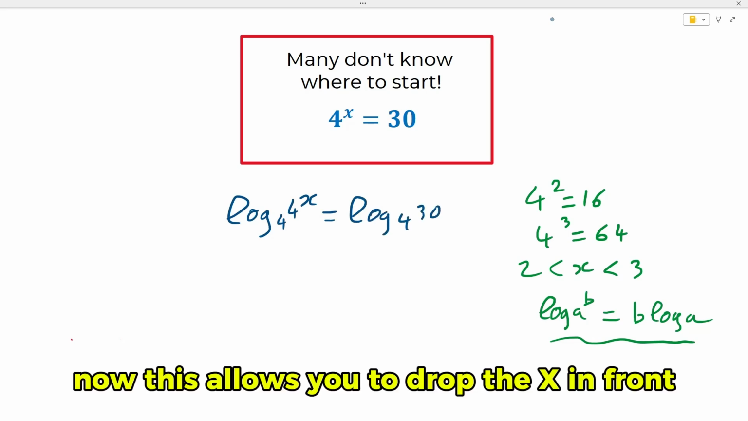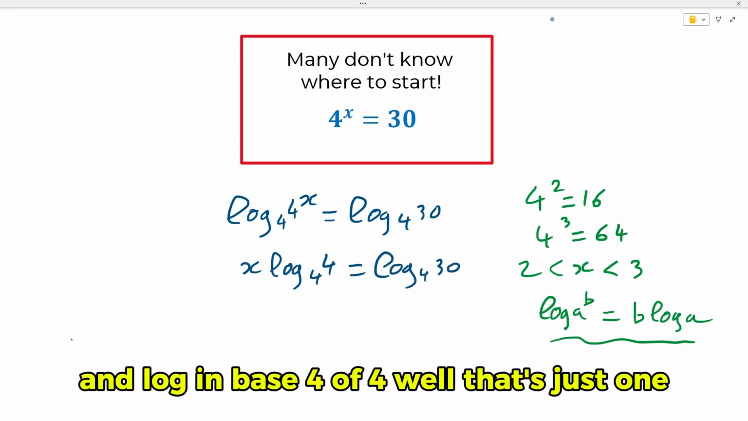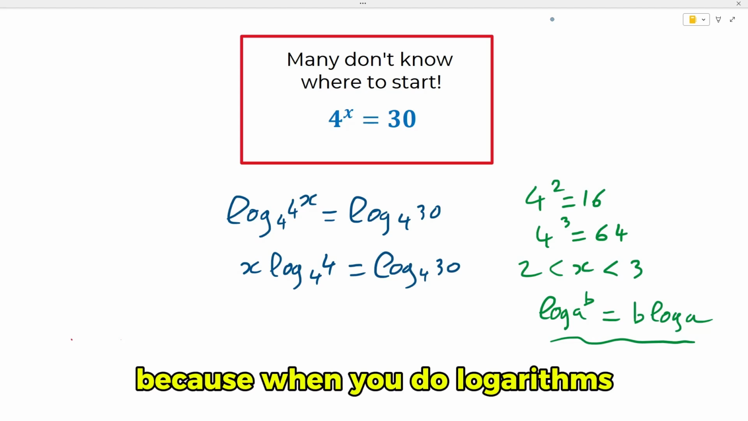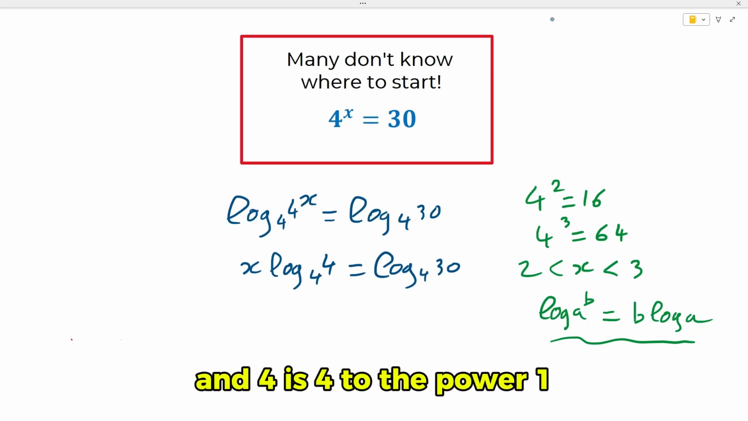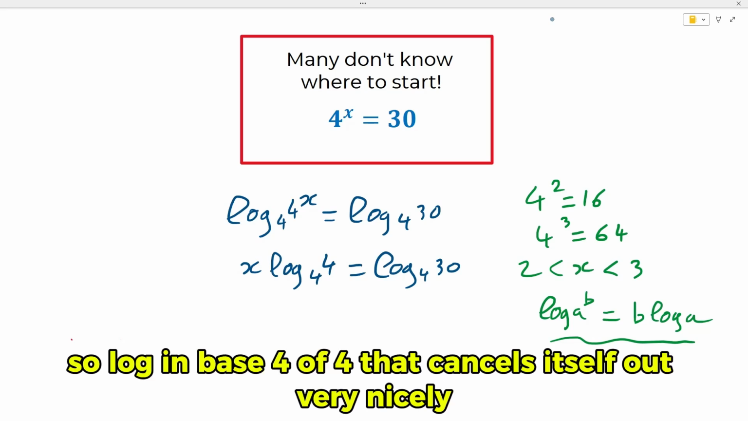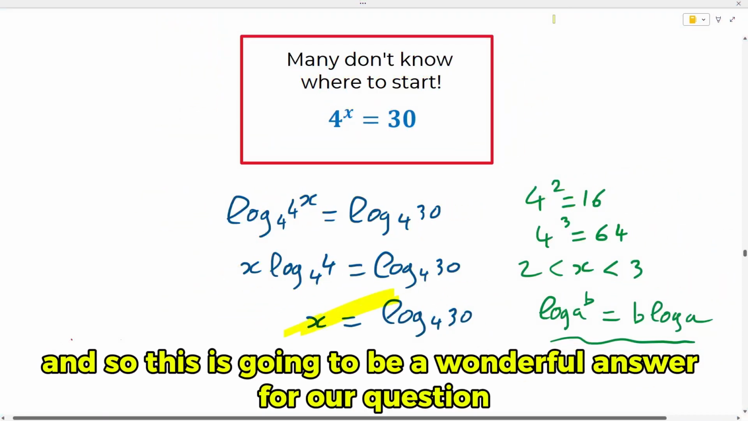Now this allows you to drop the x in front, so you can say x log in base 4 of 4 is log in base 4 of 30. And log in base 4 of 4 is just 1, because when you do logarithms, you're asking yourself which power of 4 is the number that I'm looking at. And 4 is 4 to the power 1. So log in base 4 of 4 cancels itself out very nicely. So this is x equal log in base 4 of 30. And so this is going to be a wonderful answer for our question.